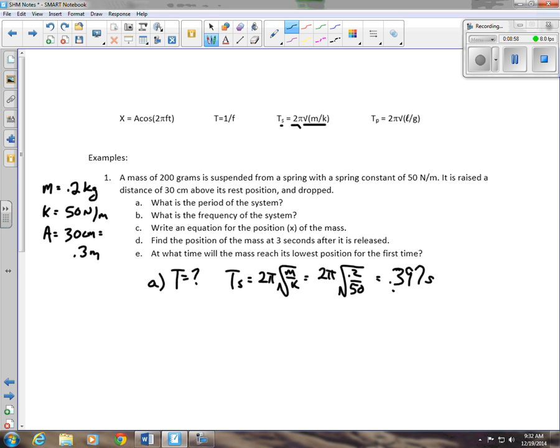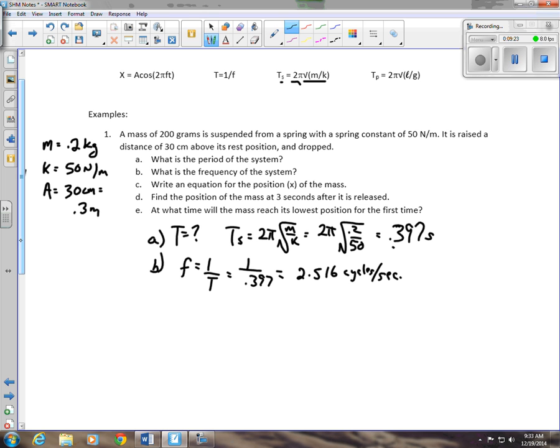Okay, now part B says what is the frequency? Frequency and period are reciprocals. So I can say the frequency is 1 over the period, 1 over 0.397, and that's going to give me a value of 2.516 cycles per second.